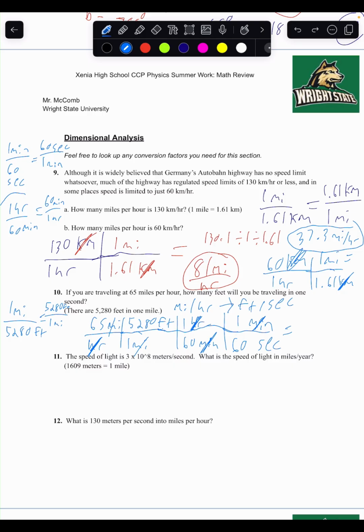So 65 times 5280 times 1 times 1, divided by 1, divided by 1, divided by 60, divided by 60. That gives 95.3 feet per second. Easy peasy.